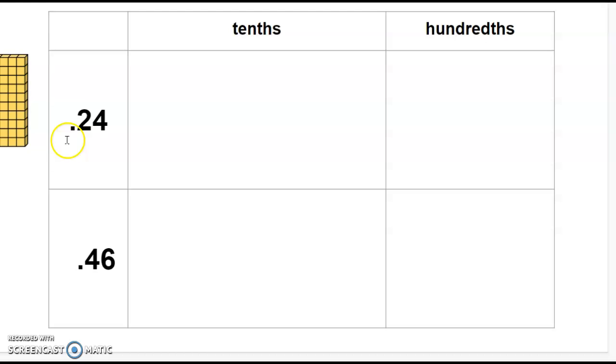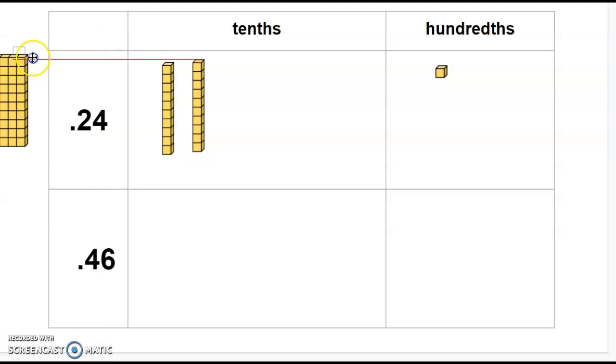Here's my next one. I have 24 hundredths and 46 hundredths. Well, how many rods did I move over for the first one? How many tenths do I need to move over? I need to move over 2. So move 1, 2. And then I have 4 hundredths, so I need 4 blocks over. 1, 2, 3, 4.